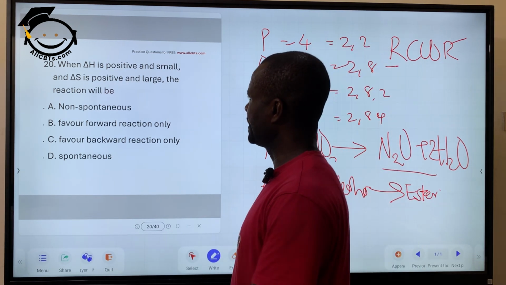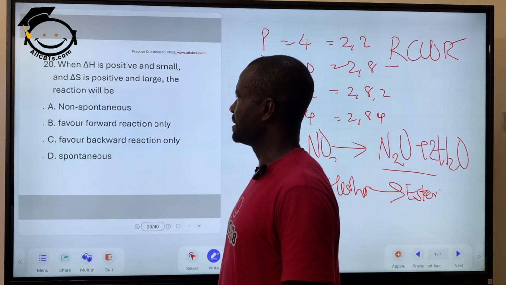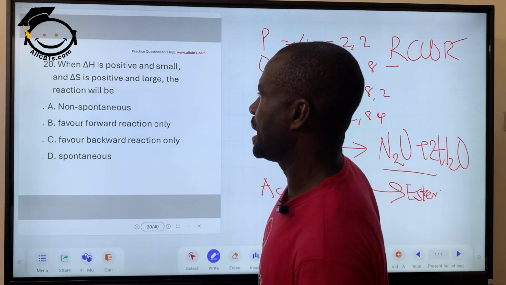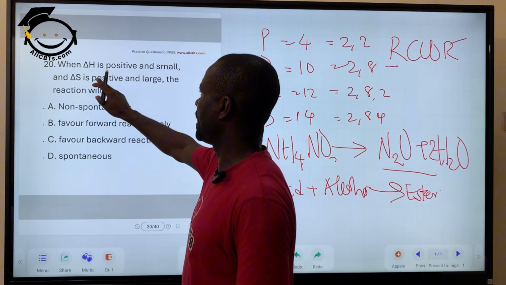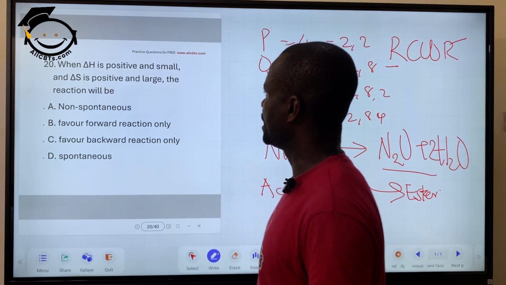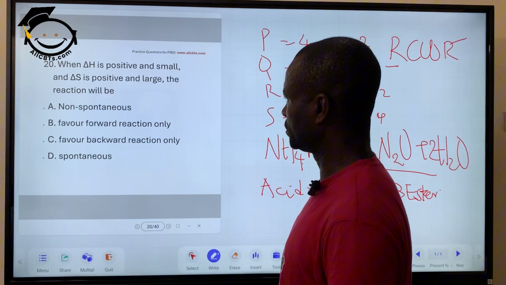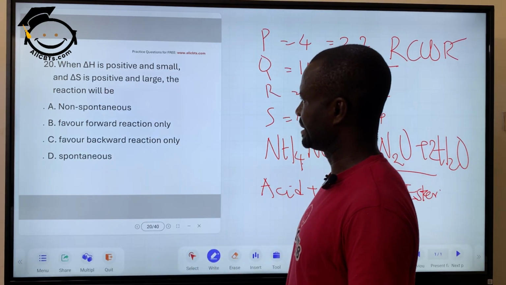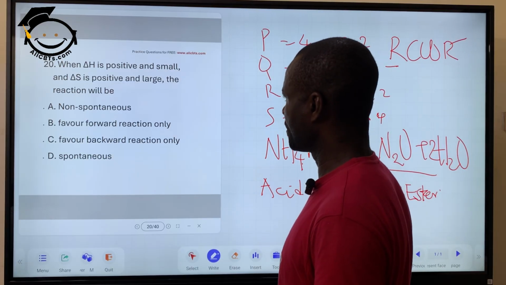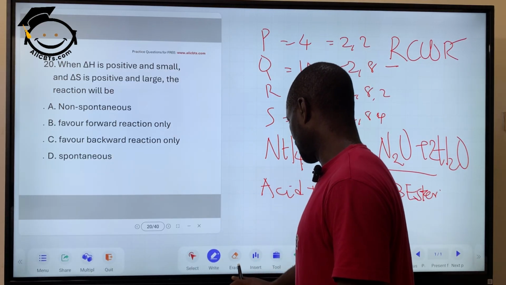Number 20 says, when enthalpy is positive and small, and entropy is positive and large, the reaction will be what? Let's look at the equation.